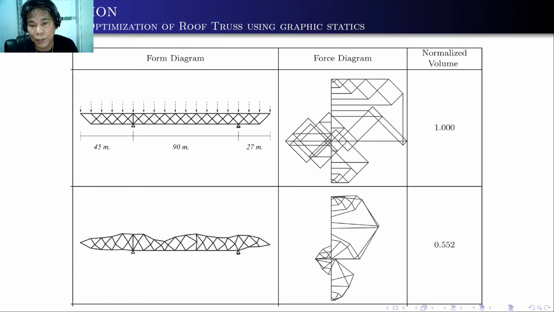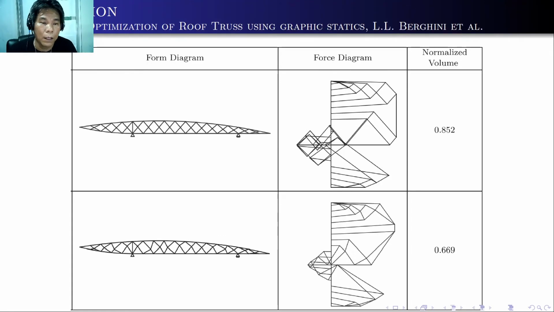So you can see the first diagram using the graphic statics in the second column. They normalize the volume and it decreases as they change the form. And here they were able to find the shape. It's almost like the wing of an airplane, but the volume is still 0.852. But if they change some of the web members, suddenly the form diagram changes, so with the normalized volume to 0.669. So this is quite an optimized roof truss using graphic statics.